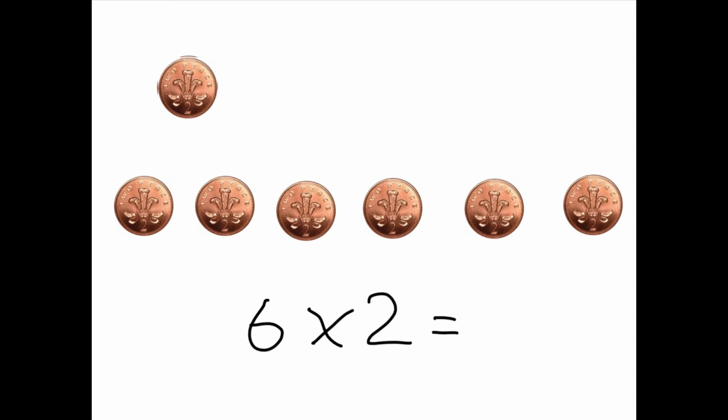Now if you can't count in 2's, you can still, this helps some people, actually draw 2 dots on there because we know they're all 2's. So you could still count them in 1's, or what we're trying to get good at practicing is counting them in 2's. 2, 4, 6, 8, 10, 12. So 6 2p's is 12p.